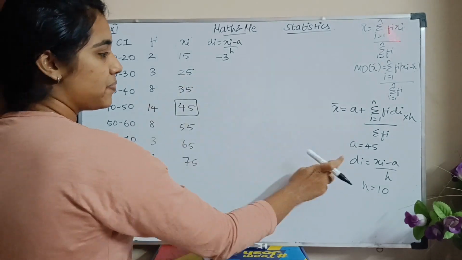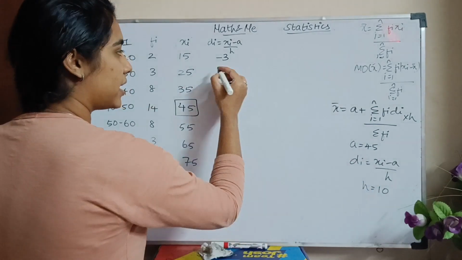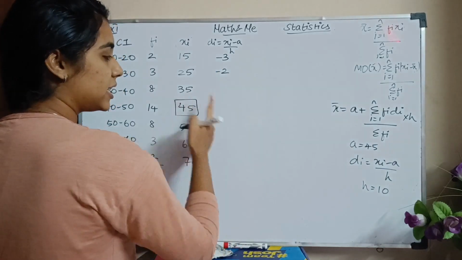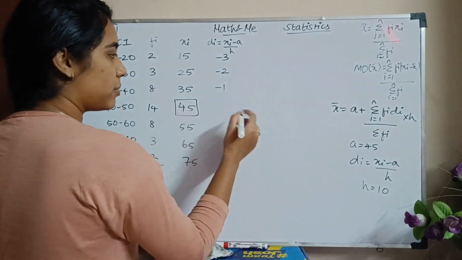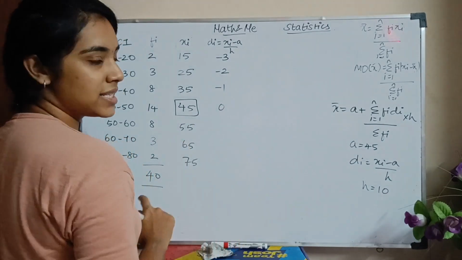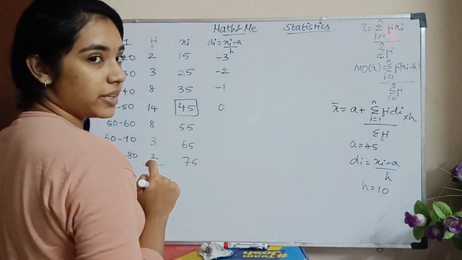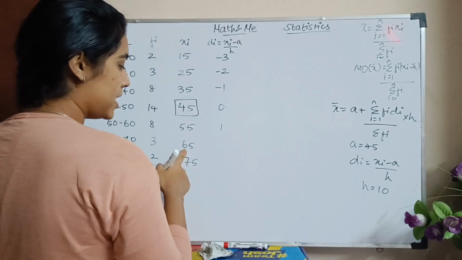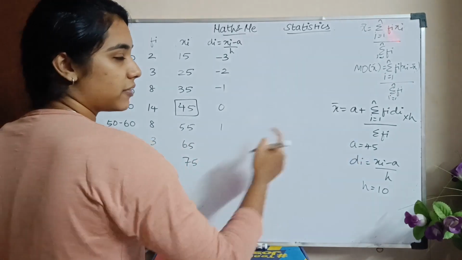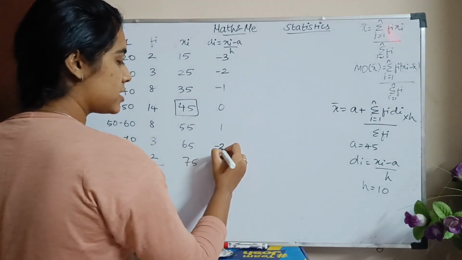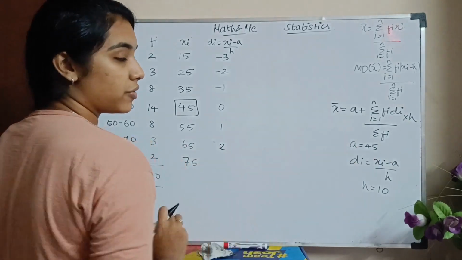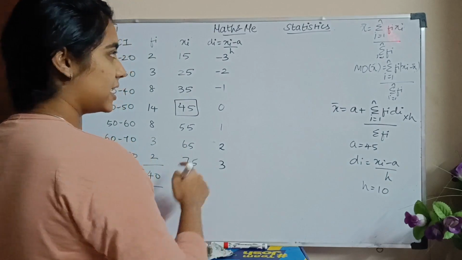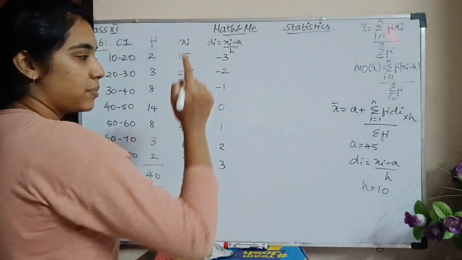Now 25 minus 45 is minus 20, divided by 10 is minus 2. 35 minus 45 is minus 10, divided by 10 is minus 1. 45 minus 45 is 0, so 0 by 10 is 0. 55 minus 45 is 10, divided by 10 is 1. 65 minus 45 is 20, divided by 10 is plus 2. 75 minus 45 is 30, divided by 10 is plus 3. You need not add this column, because it will add up to 0.